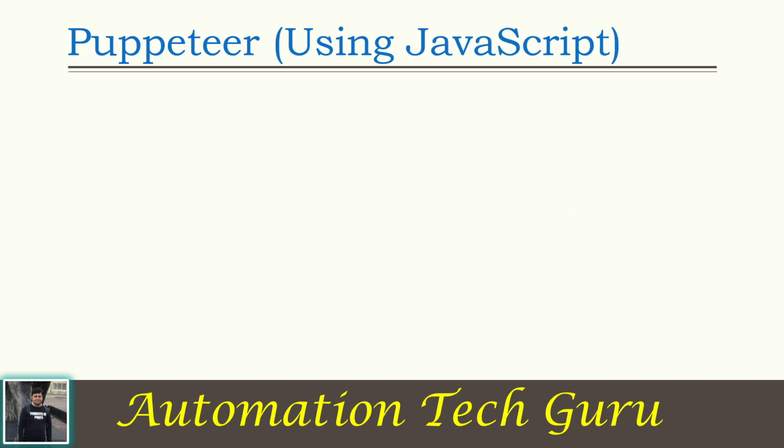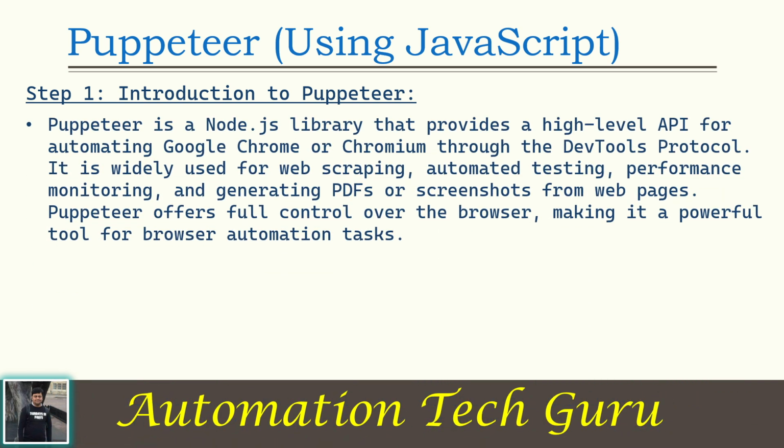Next is Puppeteer, Puppeteer using JavaScript. So what is Puppeteer? Puppeteer is a Node.js library that provides a high-level API for automating Google Chrome or Chromium through the DevTools protocol. It is widely used for web scraping, automated testing, performance monitoring, and generating PDFs or screenshots from web pages.